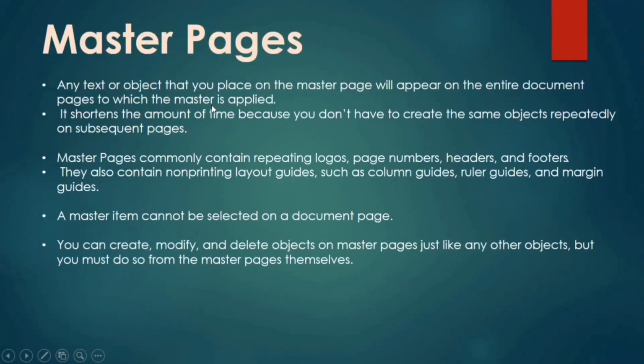Master pages. Any text or objects that you place on the master page will appear on all the document pages to which the master is applied. It shortens the amount of time because you don't have to create the same object repeatedly on subsequent pages. Master pages commonly contain repeating logos, page numbers, headers, and footers. They also contain non-printing layout guides such as column guides, ruler guides, and margin guides.